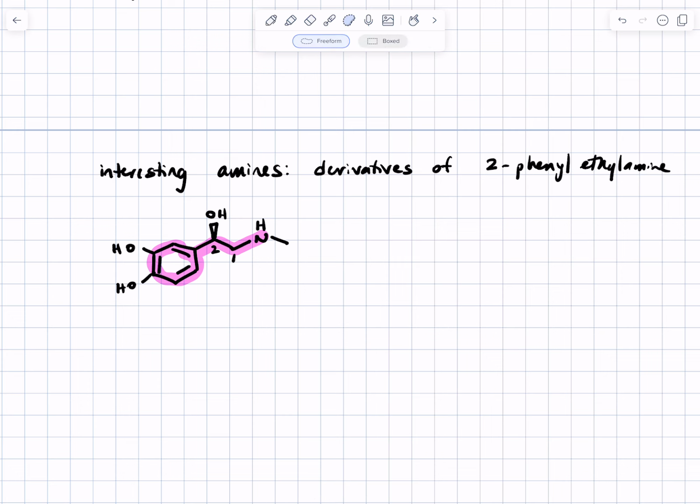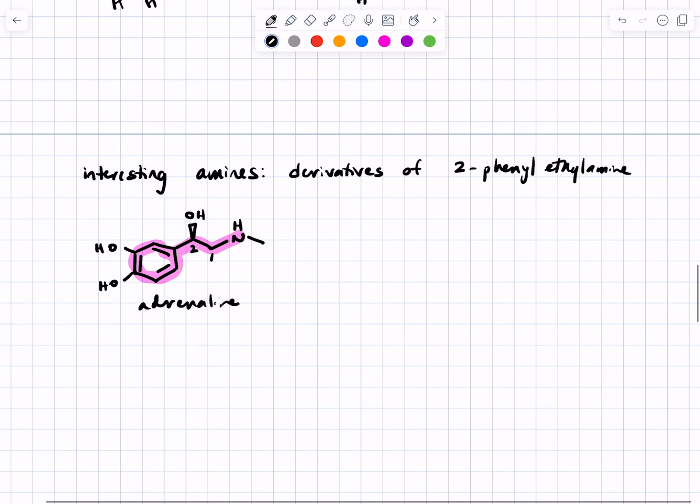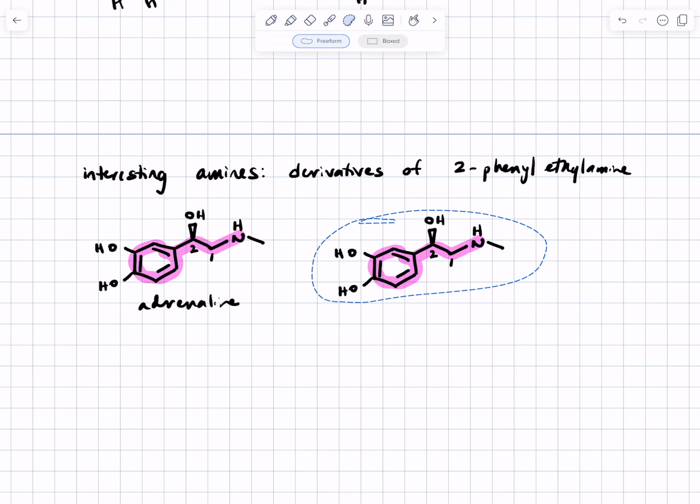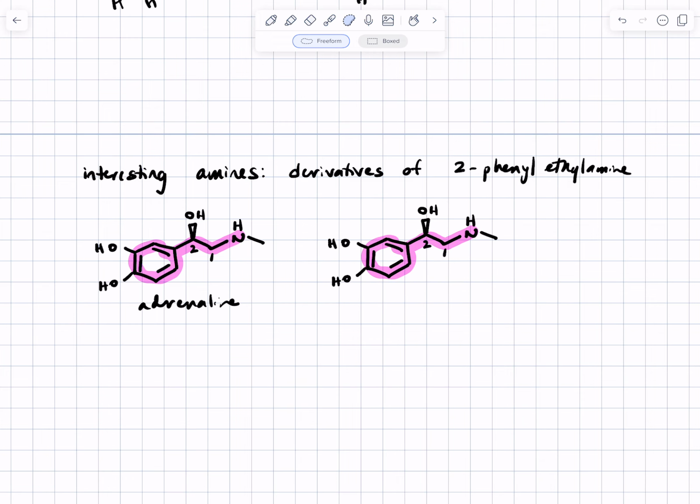So this is adrenaline, or epinephrine is the alternative name. Noradrenaline is a neurotransmitter rather than a hormone, and it increases heart rate and dilates air passages. So this is noradrenaline, and it just lacks the methyl group, which makes a big difference in terms of its effects.